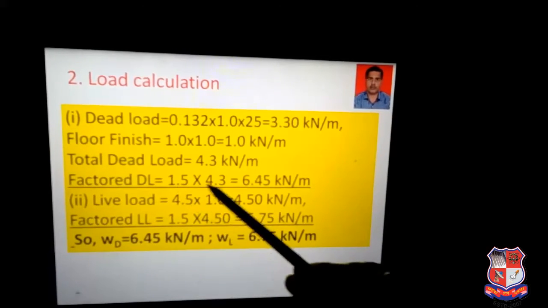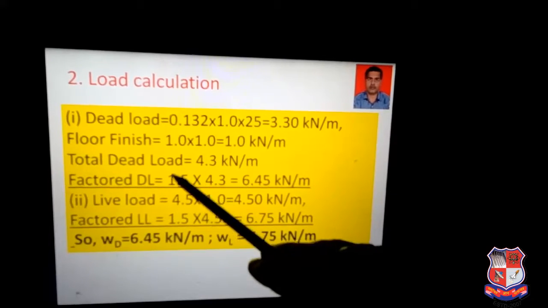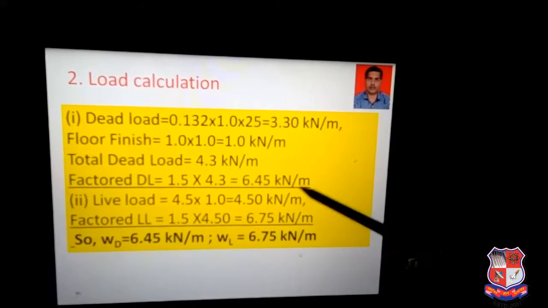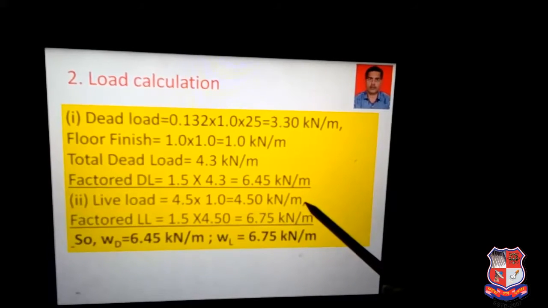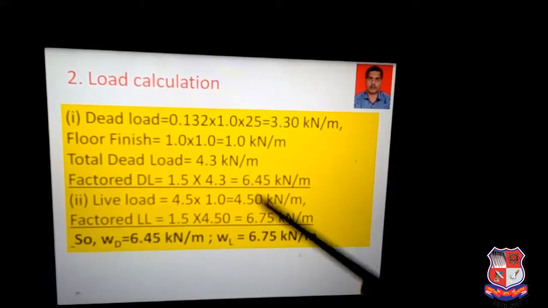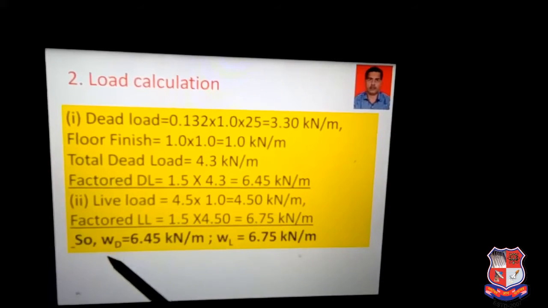Now the factored dead load, 4.3 multiplied by the partial safety factor for load, becomes 6.45 kilonewton per meter. So this is the total dead load per meter run, and then the live load given, 4.5 into 1, that is 4.50 kilonewton per meter, and then the factored live load, so 4.5 is multiplied with 1.5, the partial safety factor for load, is 6.75 kilonewton per meter. So we now have the total uniformly distributed load per meter run: W dead load 6.45 kilonewton per meter, and W live load 6.75 kilonewton per meter.